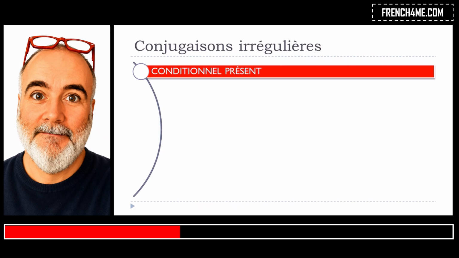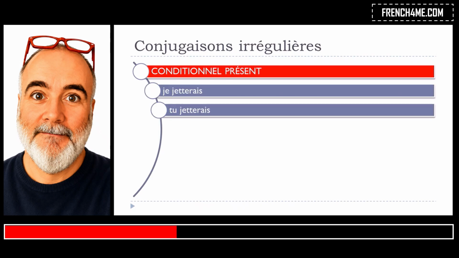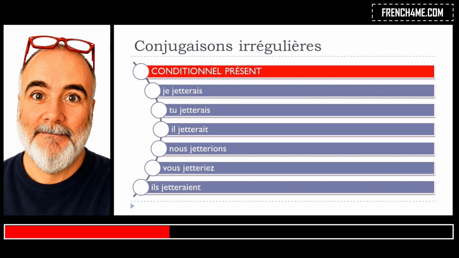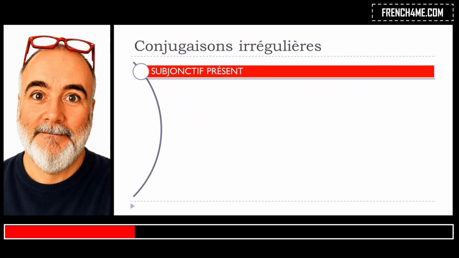And then for the conditionnel présent form: je jetterais, tu jetterais, il jetterait, nous jetterions, vous jetteriez, ils jetteraient. So exactly the same modification, and as for the future, it will affect all the persons. So you double your t here, and you get je jetterais, tu jetterais, il jetterait, nous jetterions, vous jetteriez, ils jetteraient.